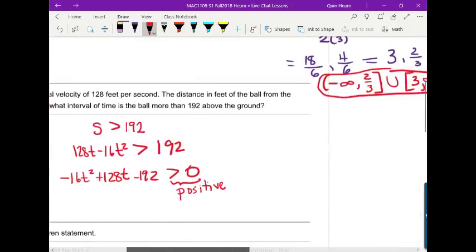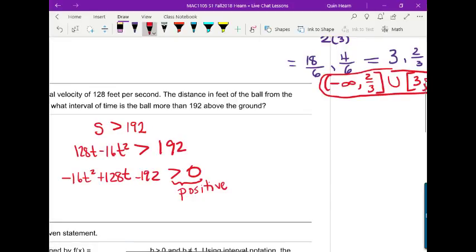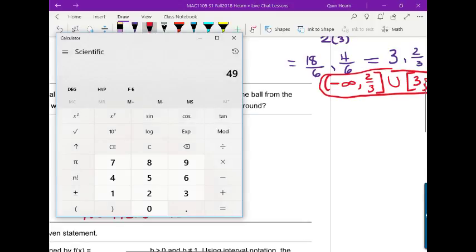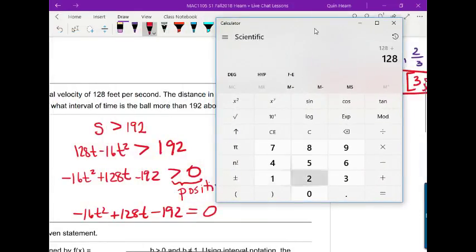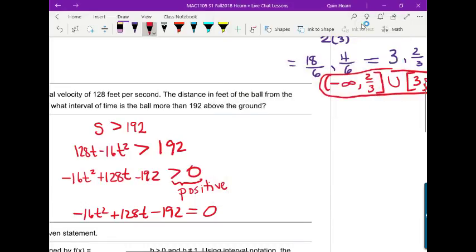So how do we find that using a sign chart? Well, we find where it equals 0 and then divide up the sign chart into segments. So I'm going to set negative 16t squared plus 128t minus 192 equal to 0. Let's see if we can divide to make these numbers smaller. Let's start with 16. 128 divided by 16, that's a whole number. 192 divided by 16, also a whole number? Yes. So I'm going to divide both sides by 16, or actually negative 16. Divide everything by negative 16.